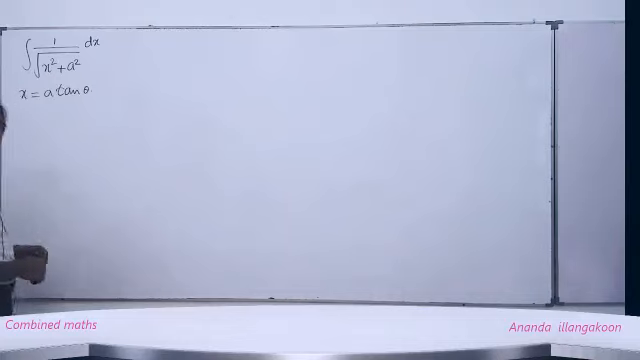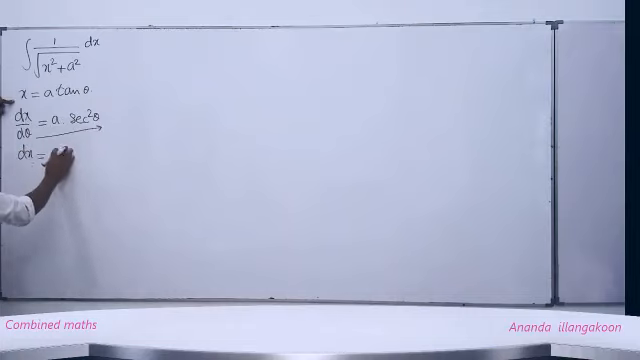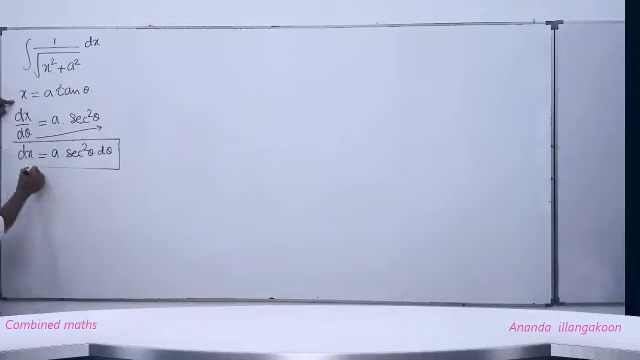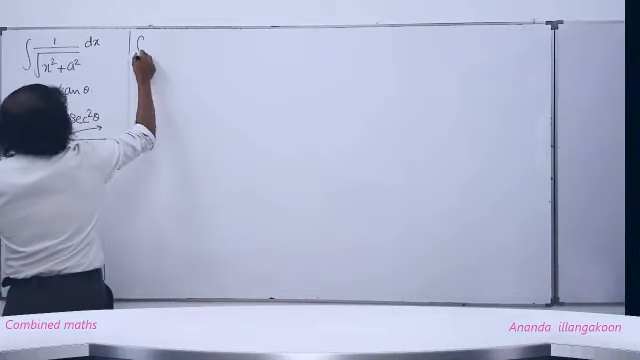Right now, here, first differentiate this. Dx by d theta, a is a constant, keep as the same. Tan theta derivative is sec squared theta. Then, subject dx using the cross multiplication to this end. Dx equals a sec squared theta d theta. Right now, you can start from here.